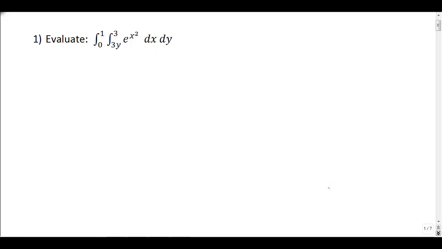So what you're going to want to do is switch the order of integration, because you can integrate e to the x squared with respect to y. It'd just be y times e to the x squared. So I'm going to draw out my region here to switch the order of integration.